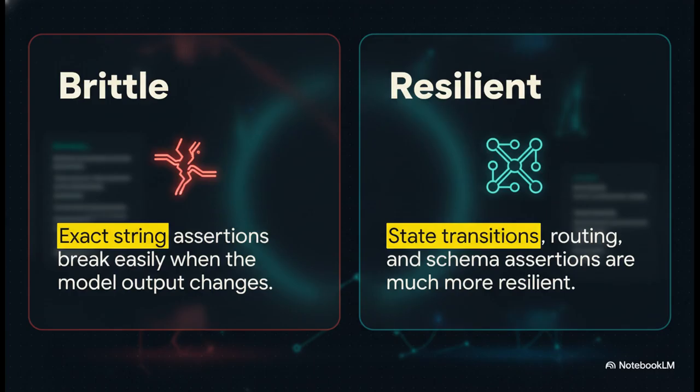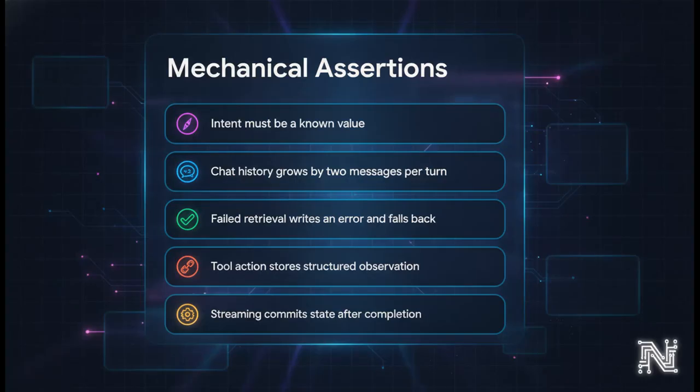You need to assert state transitions, routing, and schema. You really only want to use exact string assertions when the action is completely deterministic, or if you've deliberately frozen the model output. Let's actually look at what mechanical assertions look like in practice. For instance, you assert that the intent must be one of a few known values. Or you assert that your chat history grows by exactly 2 messages per complete turn.